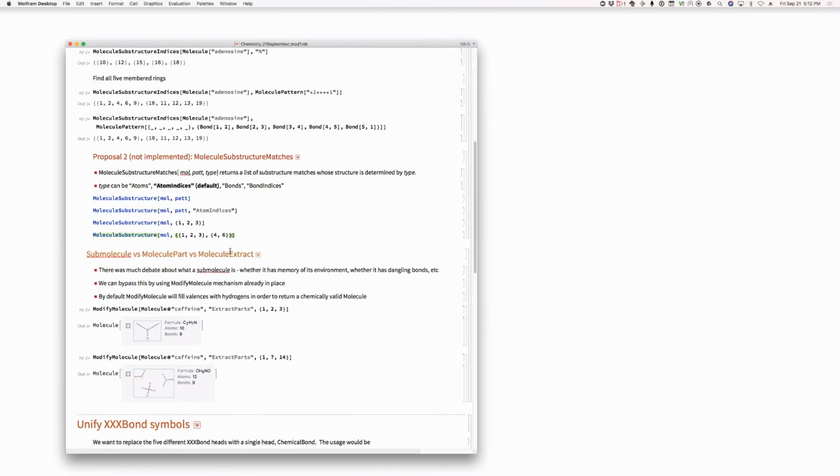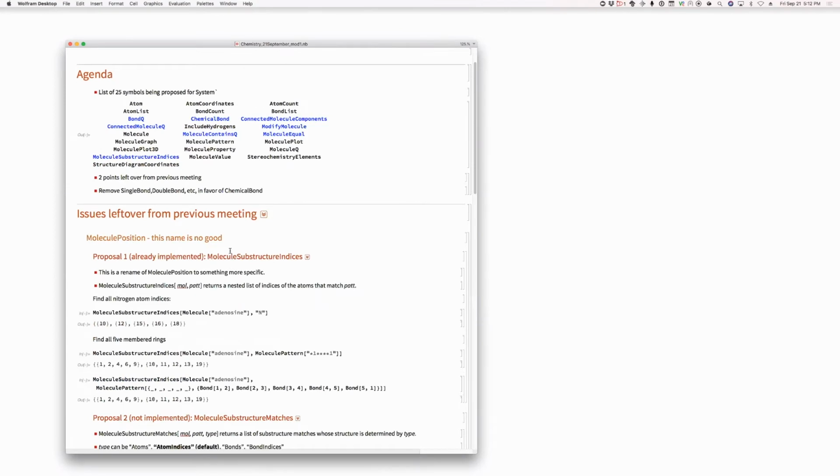So in the list of symbols up at the top, the ones in blue are the ones that we have not touched on in detail in these meetings. What is molecule value again? It's the property accessor function. Oh, right. So things like entity value, the analog of entity value. Right. And canonical bond we've talked about, connected molecule components.